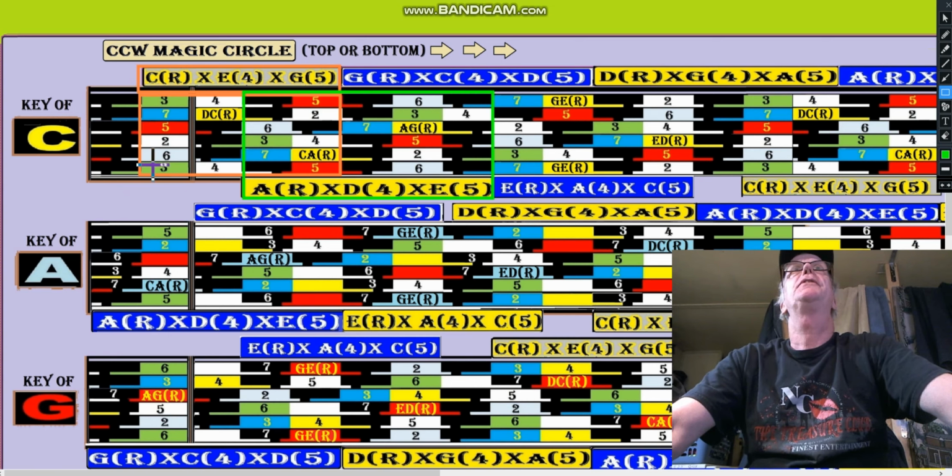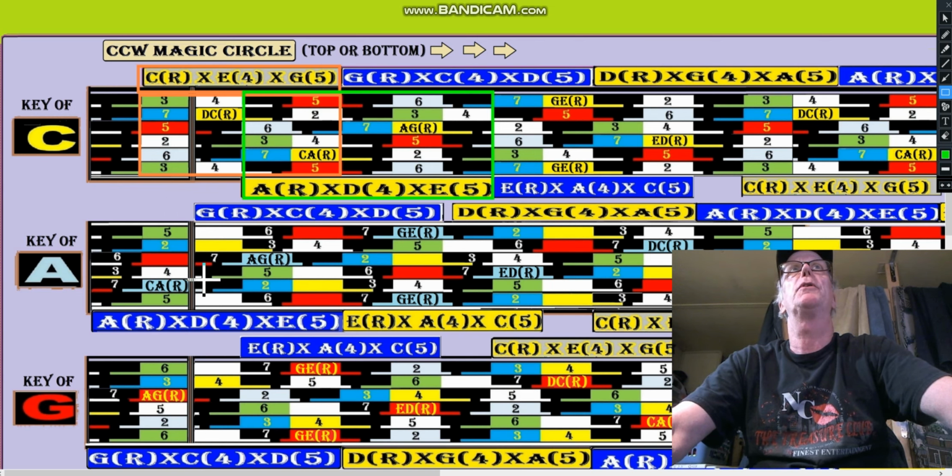Okay, so there's the C box here in the C fretboard. E is the third of C, so we start it there. Notice the colors are the same on all the fretboards. In A, the colors of the notes are the same. Okay, so those notes don't change.